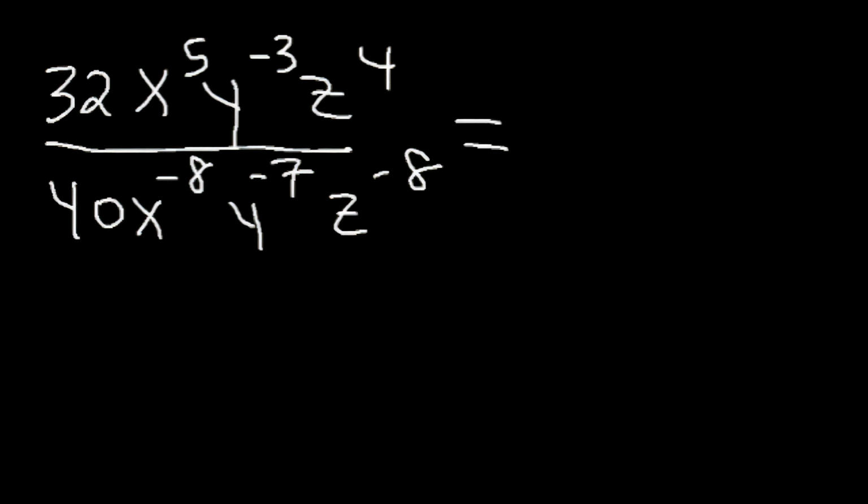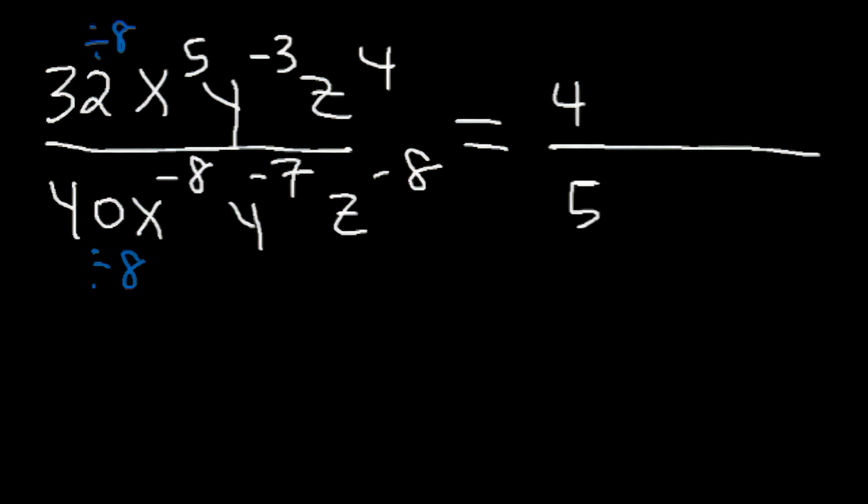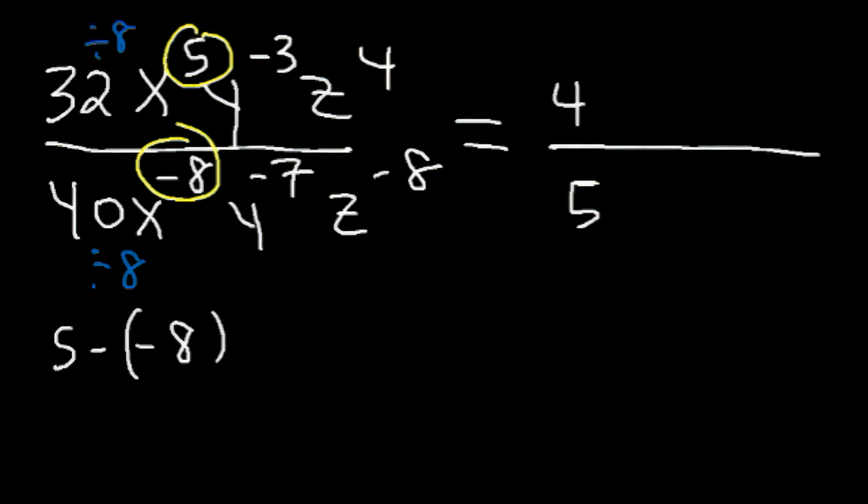So we can't divide 32 by 40 nicely. However, notice that 8 can go into 32 and 40. So let's divide the top number and the bottom number by 8. 32 divided by 8 is 4. 40 divided by 8 is 5. So now we could focus on the variables. x to the 5th power divided by x to the negative 8. So 5 minus negative 8. 5 minus negative 8 is the same as 5 plus 8, which is 13. So initially it's going to go on top. So we have x to the 13 on top.